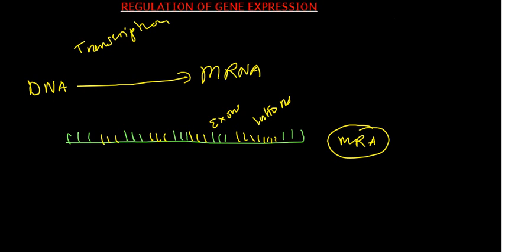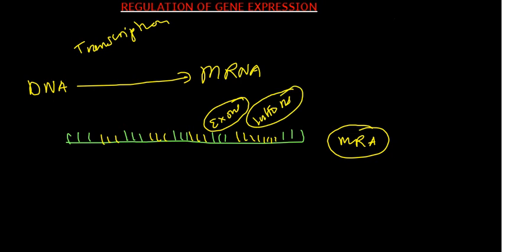So exons, these are the DNA sequences that encode for polypeptides. So exons are the ones which give us a polypeptide. Whilst introns give us what? Introns don't code for any polypeptide. So introns have to be removed because they will not give us any protein.